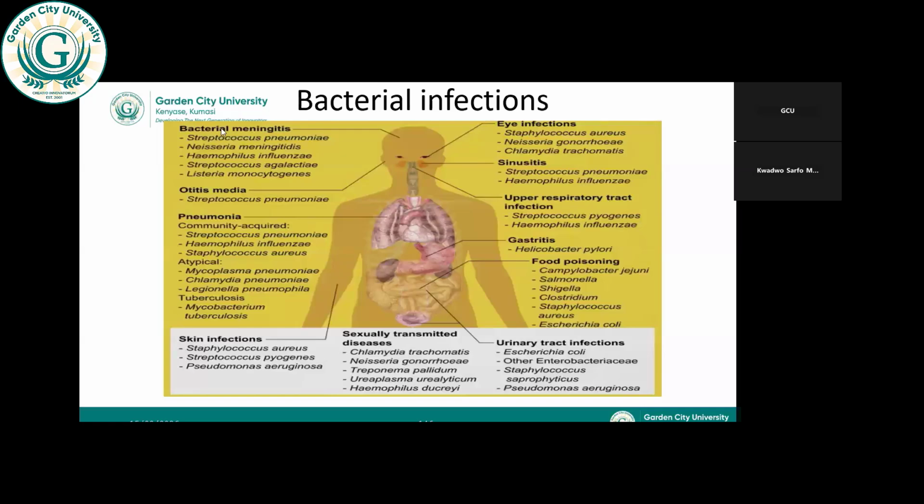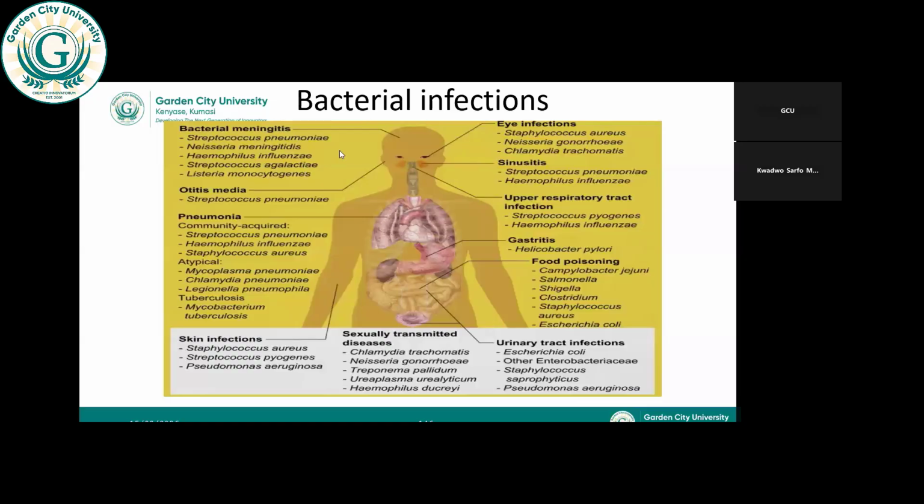So you can have the central nervous system having these Streptococcus pneumoniae, Neisseria meningitidis, Haemophilus influenzae, Streptococcus agalactiae, Listeria monocytogenes. And these will cause meningitis. We can also have viral meningitis. So taking the right sample to diagnose is also important.